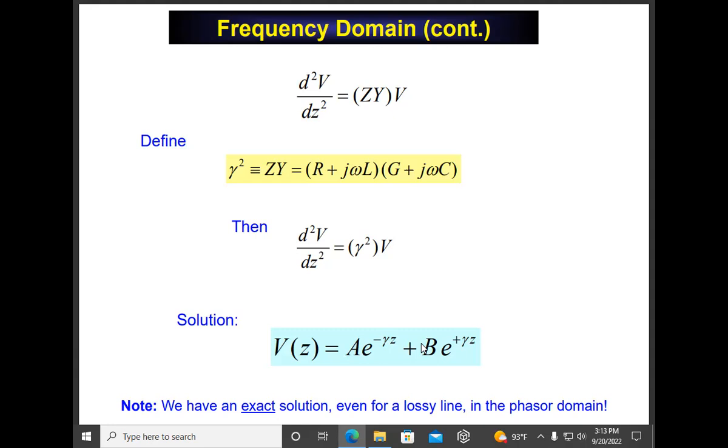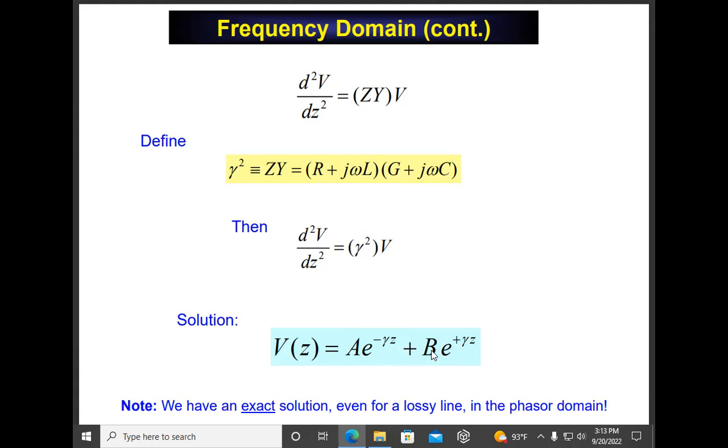Now, very soon, in a couple of seconds, we'll give the interpretation that this means, in the phasor domain, the wave that's going in the positive z direction, and this is like a reflected wave coming back, going in the negative z direction. Okay, we'll see that in just a second. Now, let me emphasize that this is an exact solution. I did not neglect loss. I did not make any approximation, so this is an exact solution in the frequency domain.